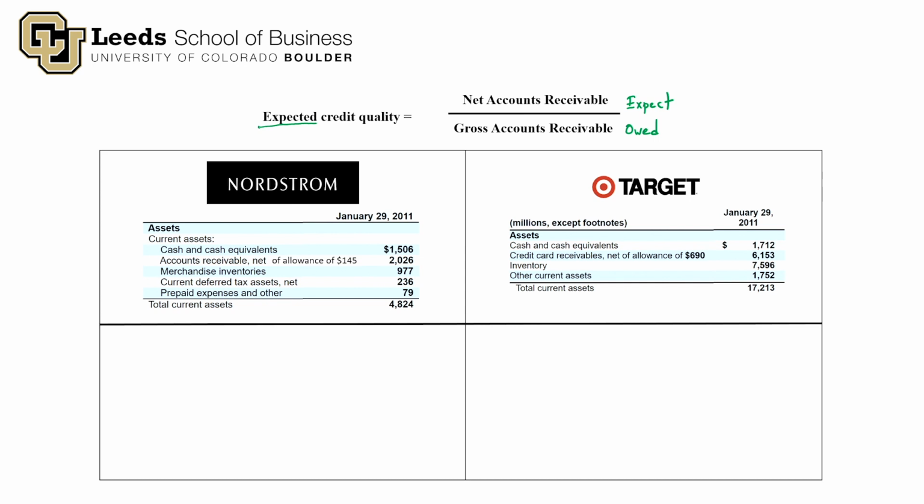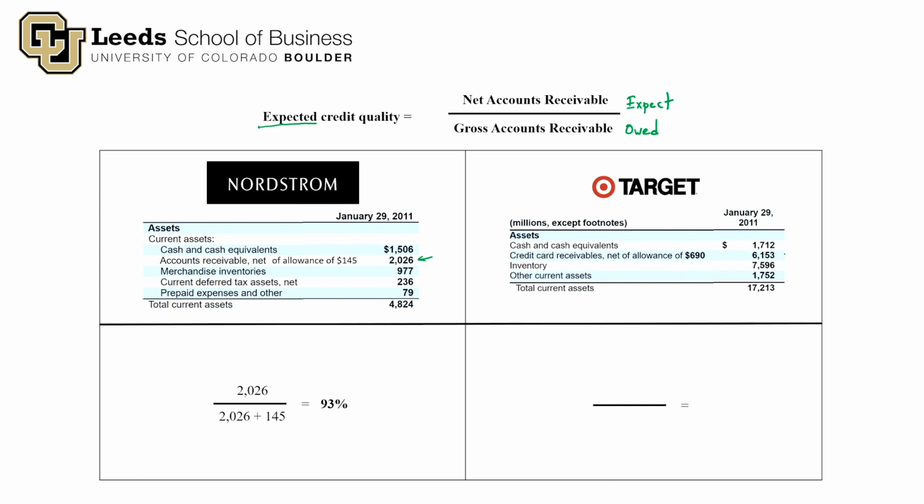And so let's look at Nordstrom versus Target. Nordstrom had January 29, 2011 accounts receivable, net of allowance of 145, of 2026. And so this 2026 is net accounts receivable, and so that'll go in the numerator. And the denominator is gross accounts receivable, which is 2026 plus 145. And so Nordstrom in 2011 expected to collect 93% of their accounts receivable.